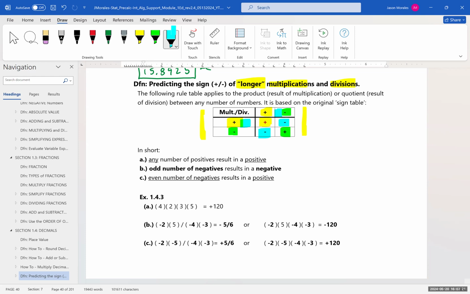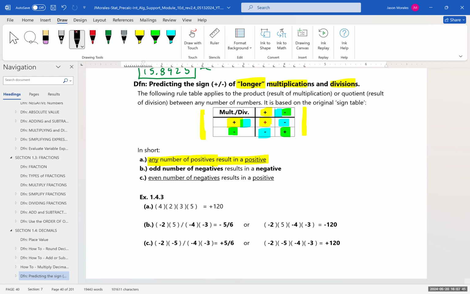But what if you've got four numbers or nine numbers or 21 numbers? How do you predict the sign there? So there's a few short rules. In short, any number of positives being multiplied or divided will always result in a positive result.